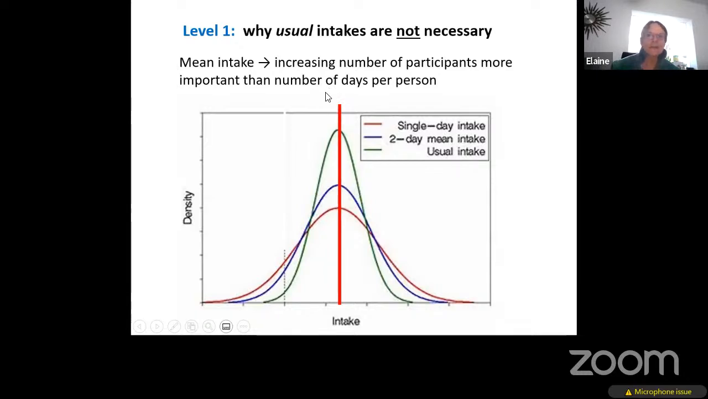So it's much better to have a higher number of participants than a higher number of days, because a higher number of participants is going to give us a more precise estimate of what that mean intake is. And that mean intake is not influenced at all by the distribution in the population. So it's better to have more people and fewer days if that's the only objective of your survey.